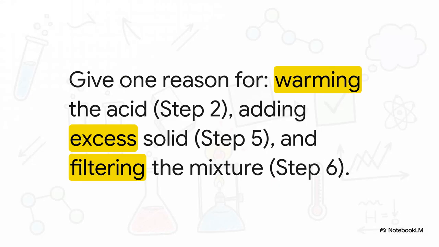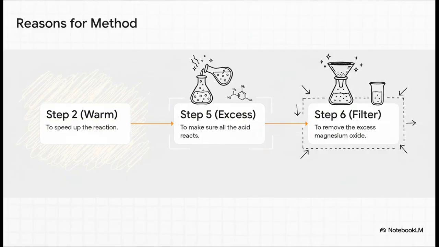Okay, now we have to explain why we do 3 specific steps when making salt crystals. This is a 3-mark question, so that means we need a clear, solid reason for each step to make sure we bag all the points. And here they are, the exact mark-winning phrases straight from the horse's mouth, the mark scheme. For step 2, it's to speed up the reaction. Simple as that. For step 5, it's to make sure all the acid reacts, which is so important for getting a pure salt solution. And for step 6, it's to remove the excess solid. Each of those key phrases locks in 1 mark.